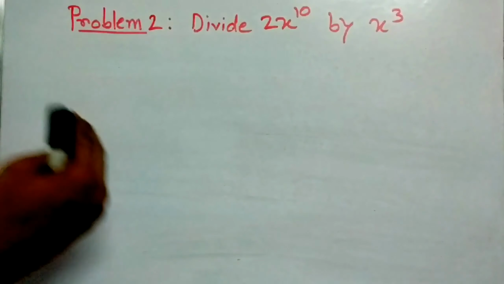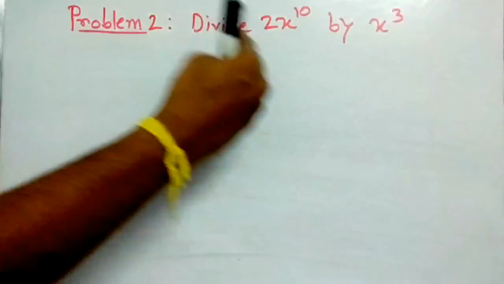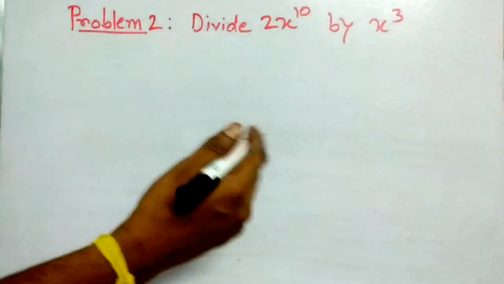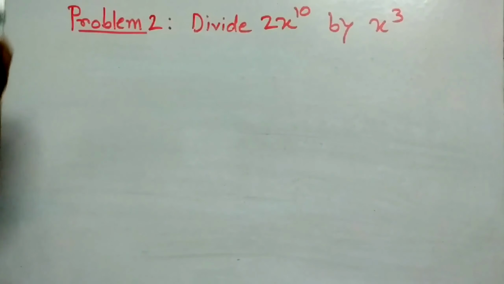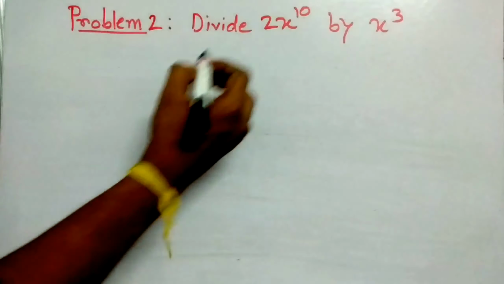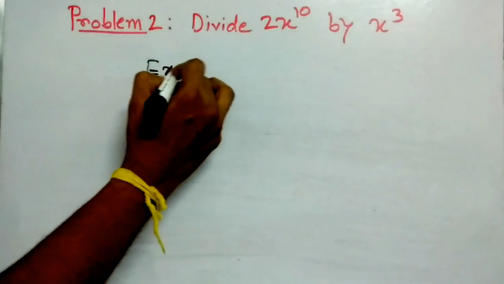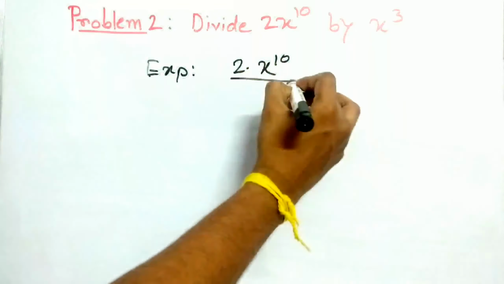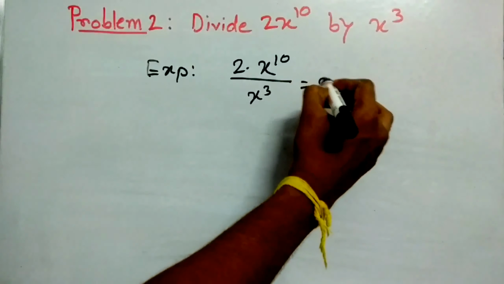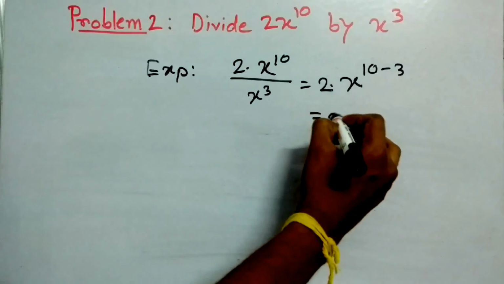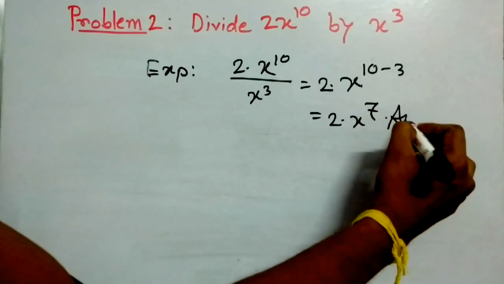Divide 2x to the power 10 by x cube. Will you write x to the power 10, that means will you write x 10 times, or if it is x to the power suppose 20 or x to the power 25, then will you write x 20 times or 25 times? Obviously not. That is why it is better to use the exponent method. So let us solve this by the exponent method. 2 into x to the power 10 divided by x cube. Easily we can say that 2 into x to the power 10 minus 3, that is 2 into x to the power 7, and this is the answer.